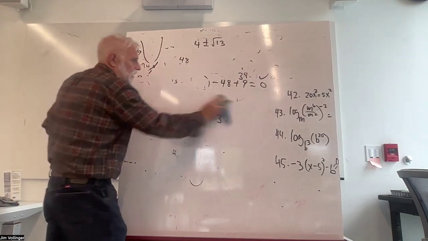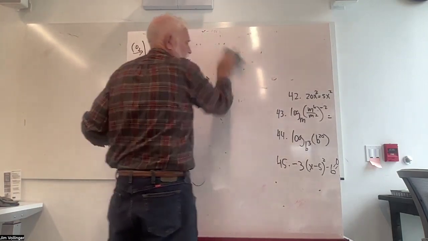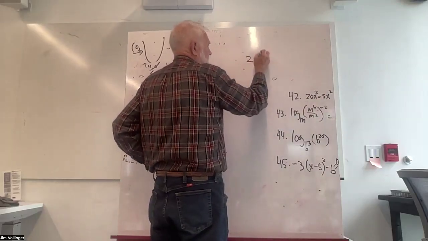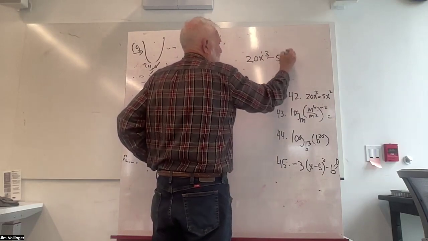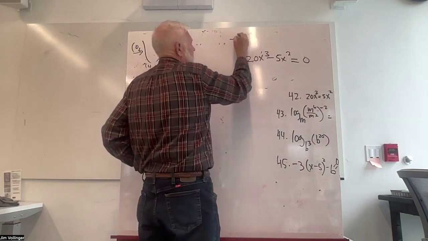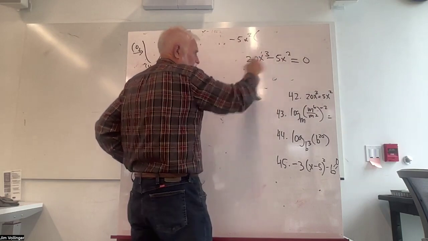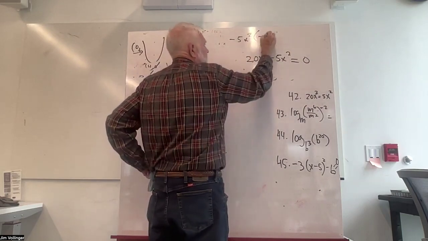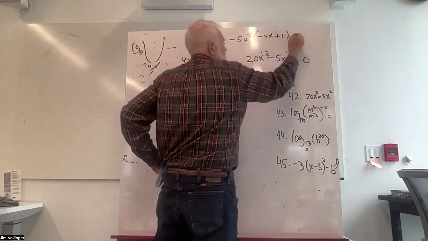All right, so I got more problems over here. I've got 20x cubed minus 5x squared equals 0. If I can write that as a product, I can see my answers. I think I can write that as a product pretty easily. I'll take 5x squared out, that's the greatest common factor, and I'll multiply by minus 4x plus 1. And that's equal to 0.